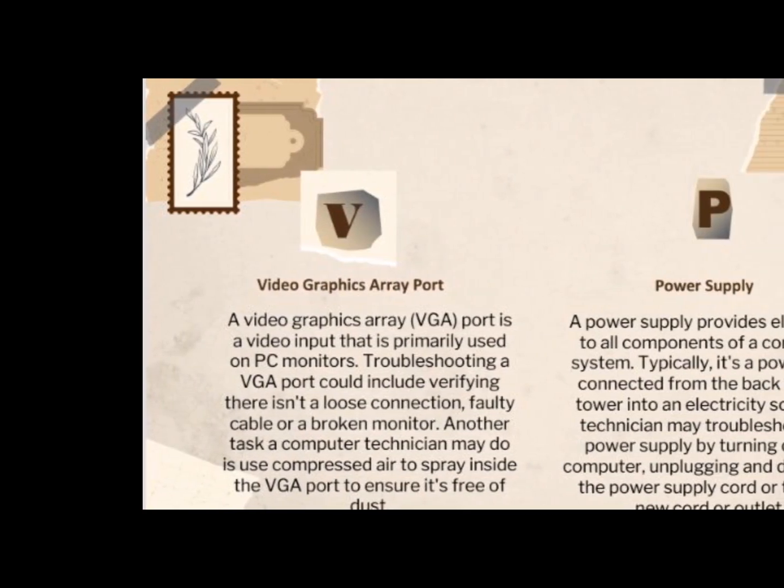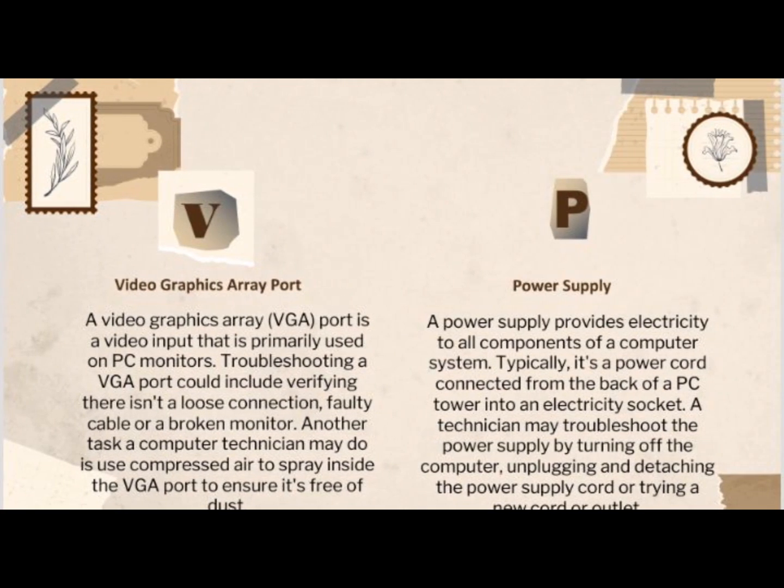Video graphics array port. A video graphics array, or VGA, port is a video input that is primarily used on PC monitors. Troubleshooting a VGA port could include verifying there isn't a loose connection, faulty cable, or a broken monitor. Another task a computer technician may do is use compressed air to spray inside the VGA port to ensure it's free of dust.